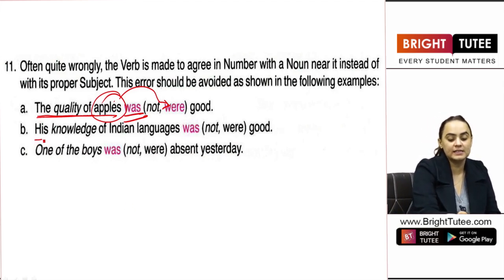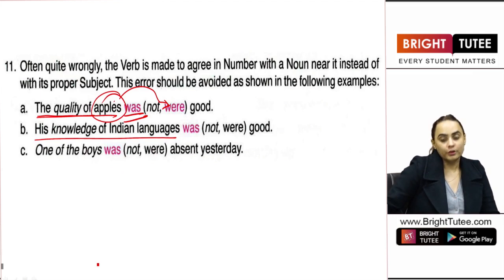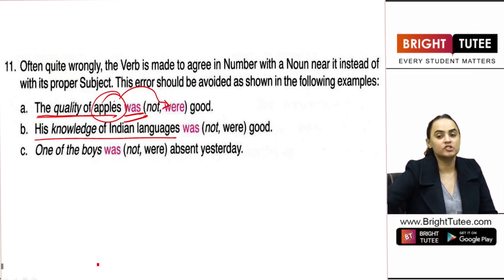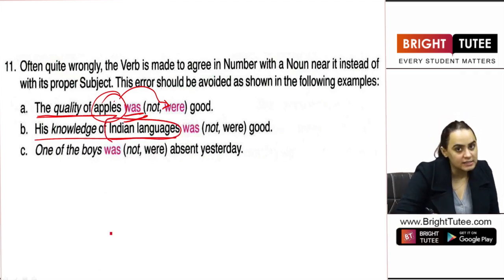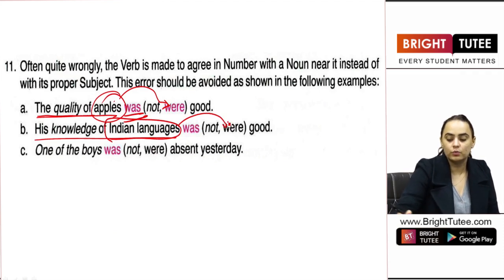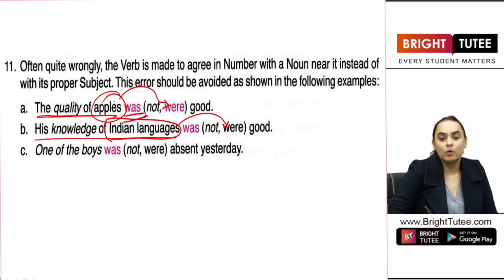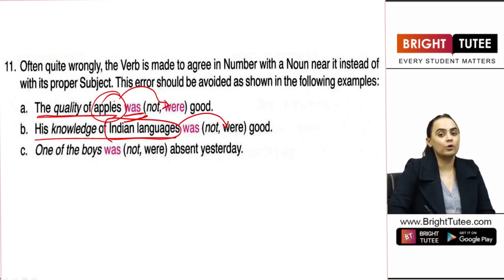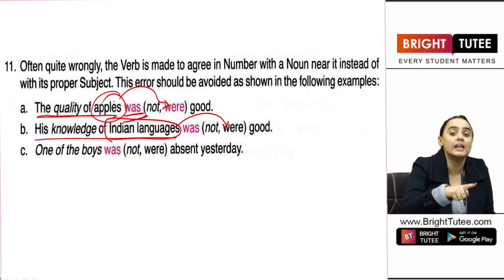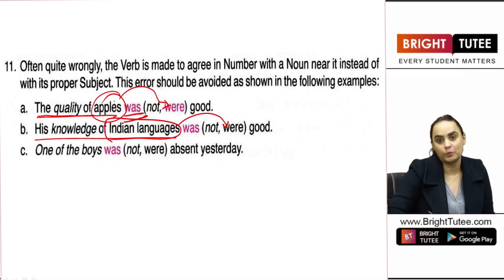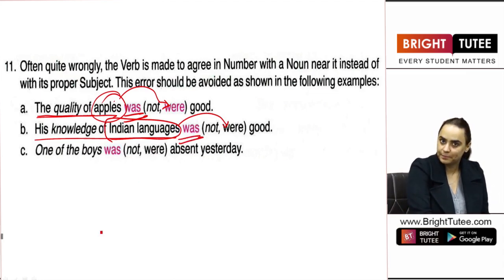My subject is his knowledge of Indian languages. What do the students usually do? They just take the noun, which is Indian languages, and they use the verb were along with it. Rather than using the verb were, according to the noun, we have to look at the subject. And the subject is his knowledge. Of what? Of the Indian languages. So, his knowledge is singular and therefore my verb will be was.